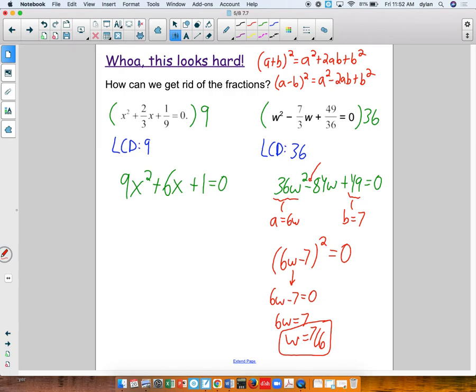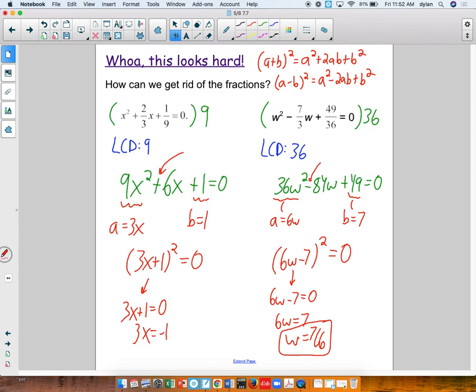And we can do the same thing for the first one. For 9x squared, the square root of that, so a is 3x, and the square root of 1 is just 1, so b equals 1. There's a plus sign in the middle, so our 9x squared plus 6x plus 1 would just make 3x plus 1 all squared. And then we would just use our sum and product property. So 3x plus 1 equals 0, 3x equals negative 1, and x equals negative 1/3.